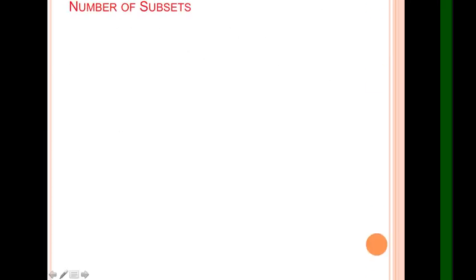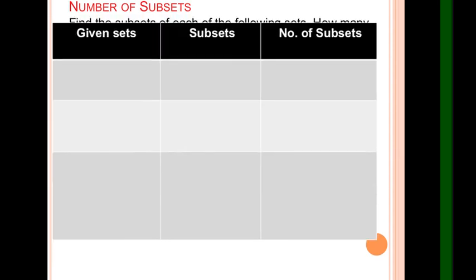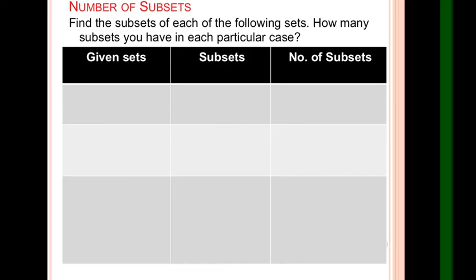Now, the number of subsets. So how to find the number of subsets. Find the subsets of each of the following sets. How many subsets do you have in each particular case? So we have this. Bibilangin natin ngayon yung number of subsets natin. So we have Maria. Ilang subsets meron ang Maria? So we have the null. Just like what I've said, empty set is the subset of all sets. So meron tayong empty set agad and then the word Maria. So we have two subsets.